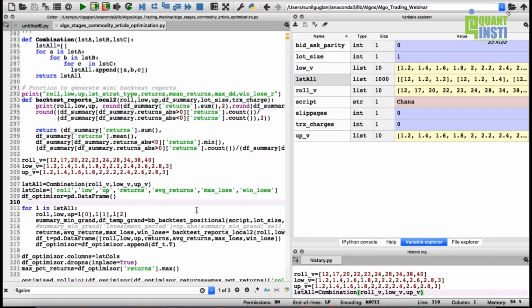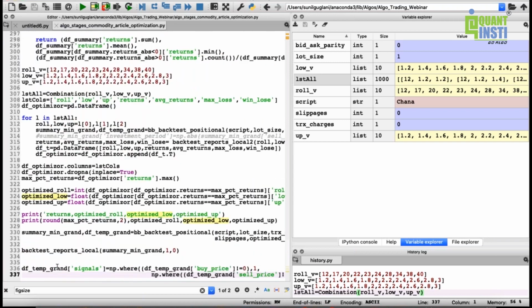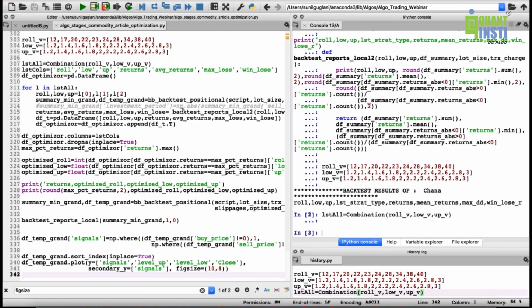And what are we doing after that? We are using each of these pairs, running the algo which we have just developed one by one using these parameters, and we are checking what the backtesting result is, and we are storing the results in one data frame called df optimizer. Once everything is stored there, we are checking in which particular row it is returning the maximum returns. We are taking the data of that particular combination. We are storing the variables into optimized rollback period, optimized lower level, optimized upper level, and after that we are running the function again. So this is what we are doing. Let's see how it looks.